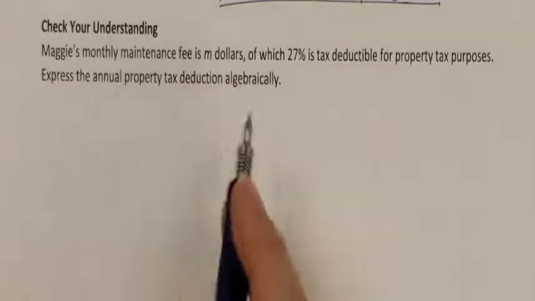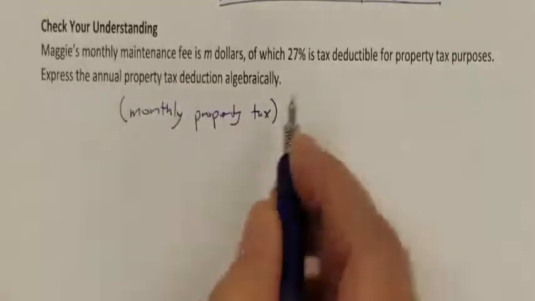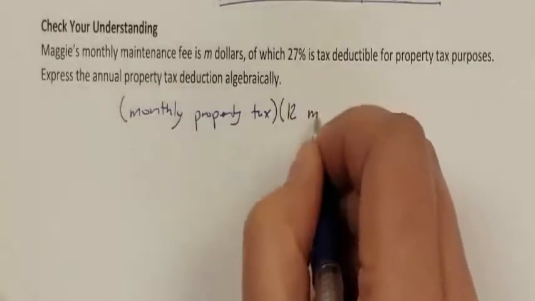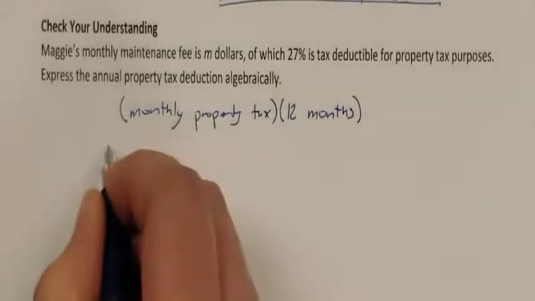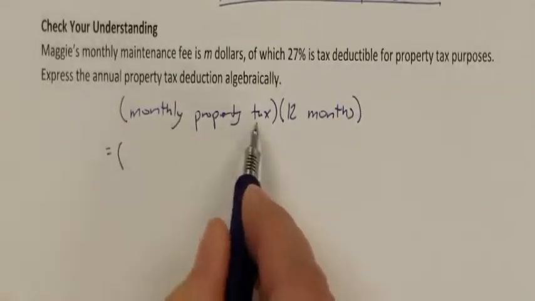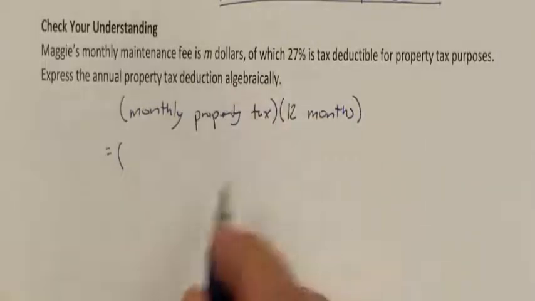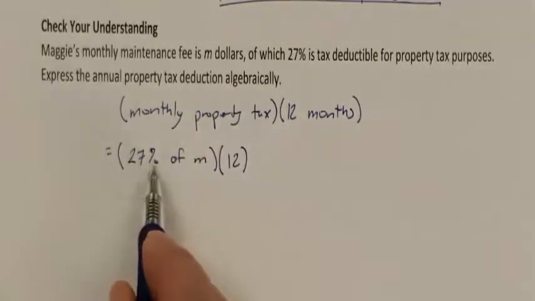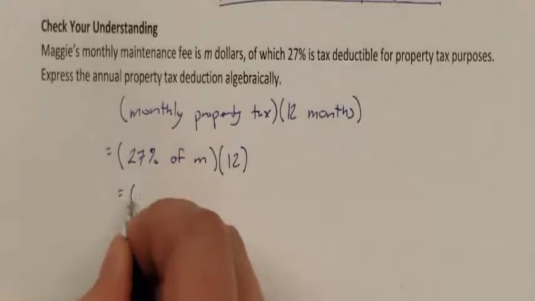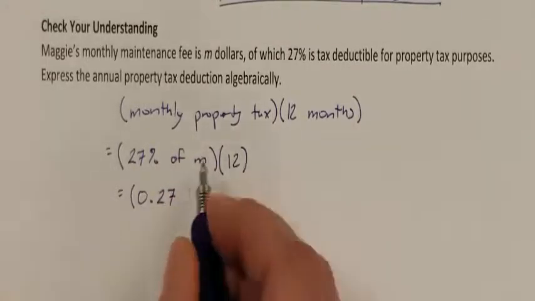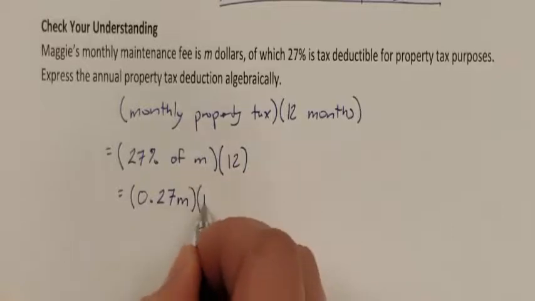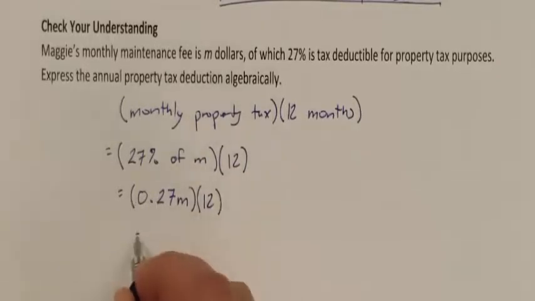So the first thing that we did is we know her monthly property tax times the 12 months would give us her annual property tax. But what is her monthly property tax? Her monthly property tax is 27% of the fee. So what is 27% of her M? 27% is 0.27. Of means we're multiplying, and you're multiplying to the M. 12 times 0.27 gives me 3.24 M.